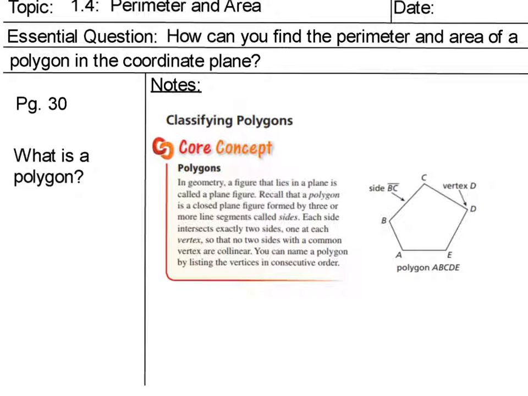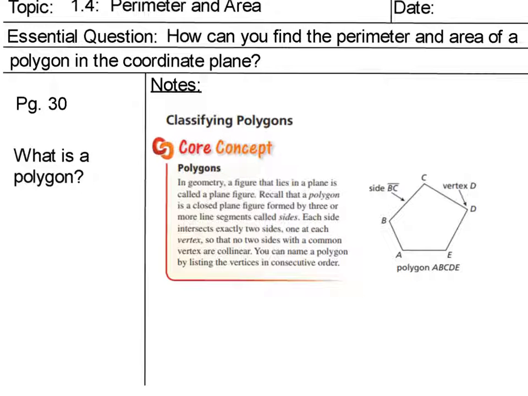So we are going to look today, let me unfreeze this. We're going to look today at perimeter and area, the section on perimeter and area. And the first thing that they want us to examine are polygons. So what is a polygon? Well, first of all, a polygon is just a closed figure.